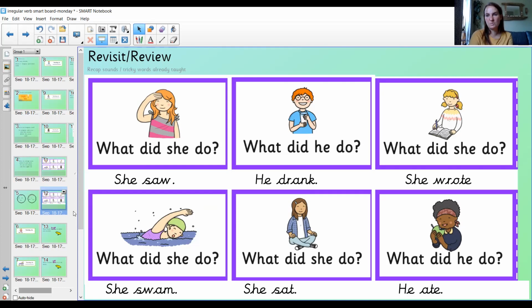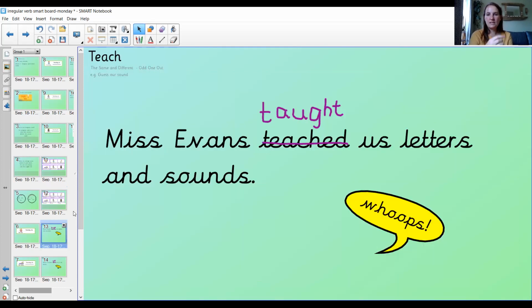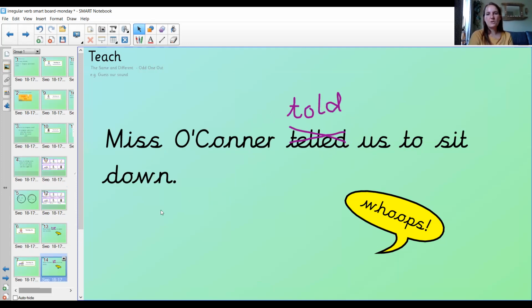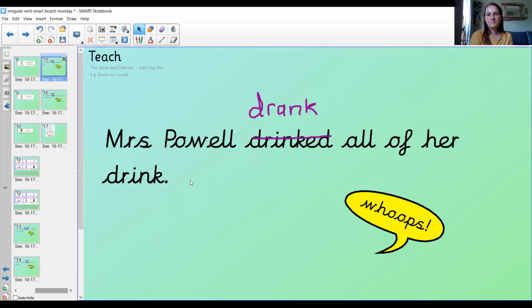Amazing. So I'm going to have to ask you to spot some oopses here. So look at this one. We've had to change it. So Miss Evans taught us letters and sounds. So look, we've used a purple polishing pen there because we originally wrote Miss Evans teached us letters and sounds, and we've had to change it to Miss Evans taught us letters and sounds. So much better there. Miss O'Connor told us to sit down. So we've used a purple polishing pen and written told.